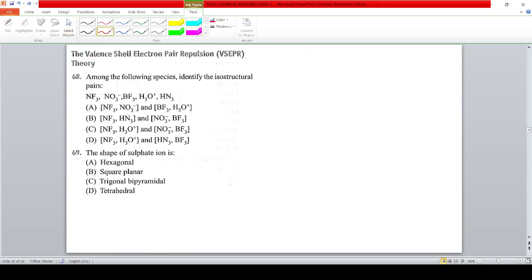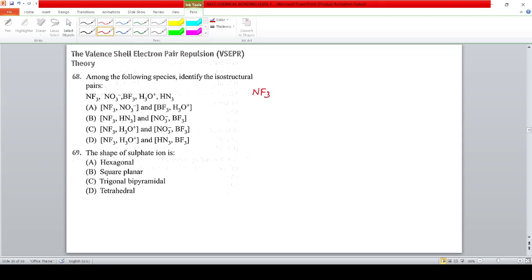68th question. The valence shell electron pair repulsion theory based questions. Among the following species, identify the isostructural pairs. Who are all isostructural? How to determine the structure? Right. So, we will go for one by one. Anyway, we have to find for everyone.